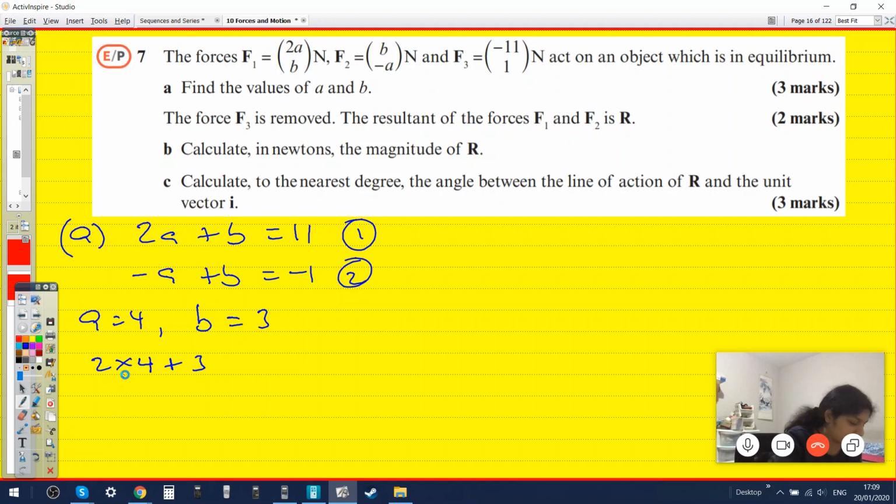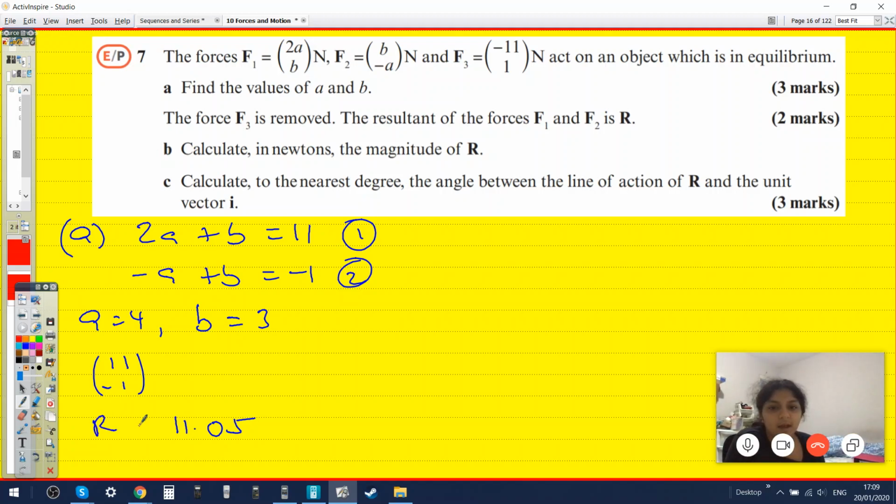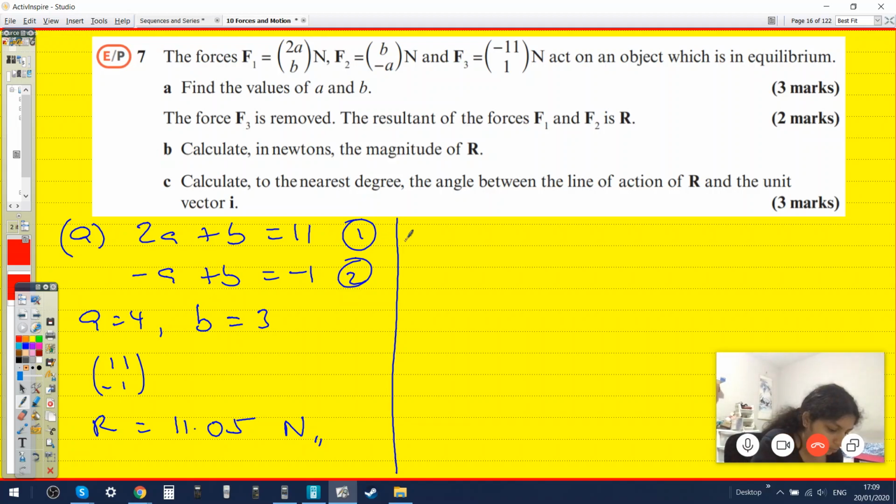So the magnitude is 11.05, or root 122, newtons. Is that what you said? 11.05? Yeah. And how would you do C? So it's just Pythagoras, basically. Is that not what you just did?